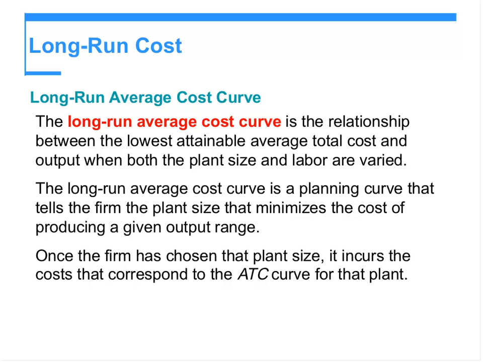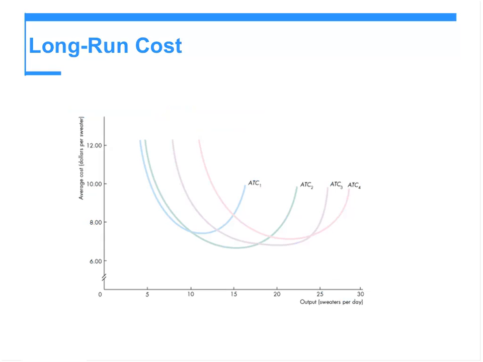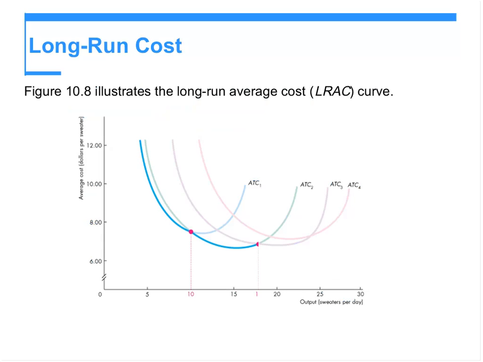The long run average cost curve is a planning curve that tells the firm the plant size that minimizes the cost of producing the given output range. Once the firm has chosen that plant size, it incurs the cost that corresponds to the ATC curve for the plant. So you can look at here. We were talking about different average total costs with different numbers of knitting machines, and as you can see, we have different minimums, and also we have low cost plant 1, plant 2, plant 3, plant 4, and LRAC, which is the long run average cost.